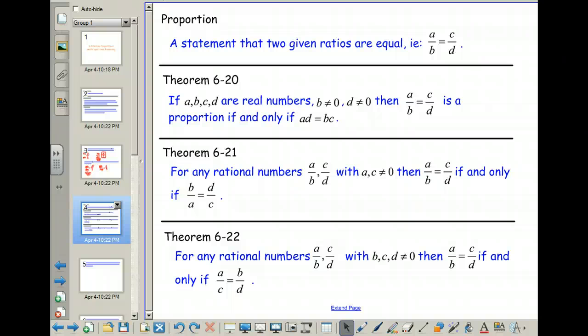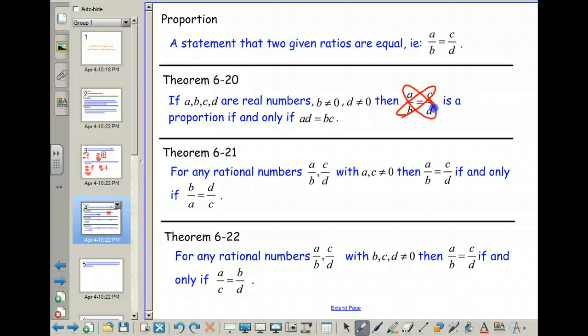So theorem 6.20 says we've got some real numbers. We've got a couple of conditions: b and d cannot be 0, and the reason, of course, is because that would make denominators 0, and denominators of 0 are not allowed. And this is actually going to be true if and only if AD equals BC. This A times D has to equal B times C. So if the proportion works, then you can do cross multiplication and it will work as well. And they're equal.